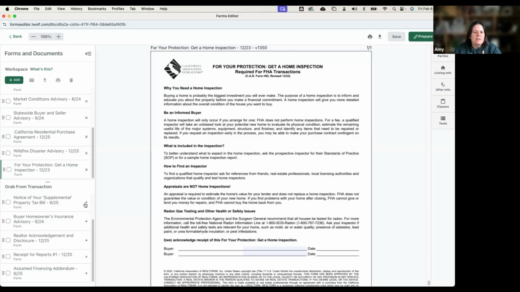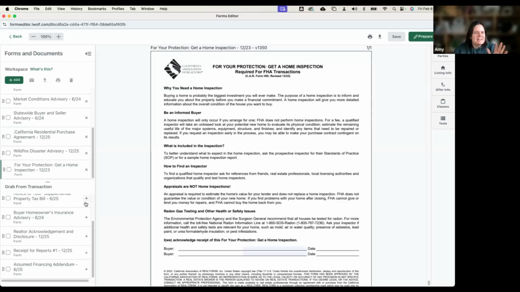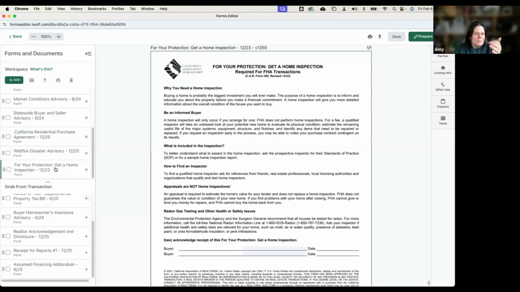Another form I like for all of my buyers, and these don't necessarily have to be done. Those first couple, the wildfire disaster advisory, because it talks about, hey, go get your insurance right away, and For Your Protection, Get a Home Inspection, get their brain thinking about that ahead of time. That can also go out with your BRBC or during that consultation, the buyer consultation.